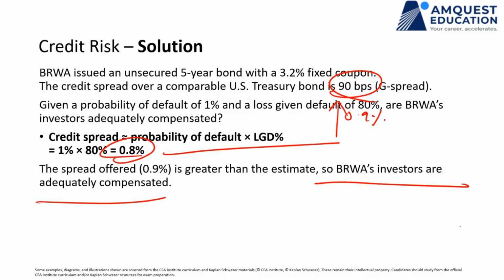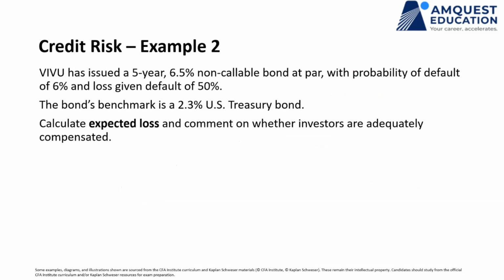If the US Treasury bond spread would have been only 0.5%, we would have said there is a problem. But at 90 basis points, it is something which is good from an investor perspective, that you still have a buffer of 10 basis points. All good? No questions? Okay, if no questions, give this a try.